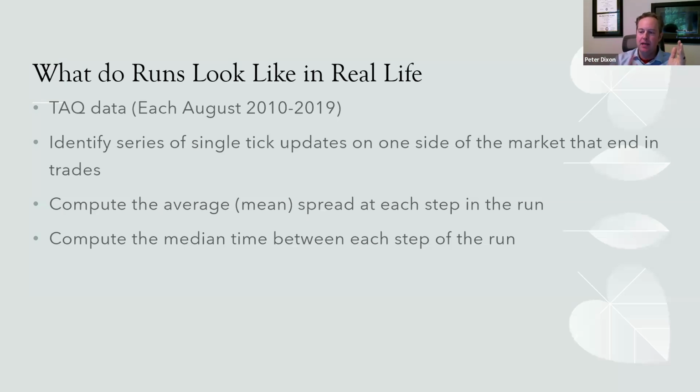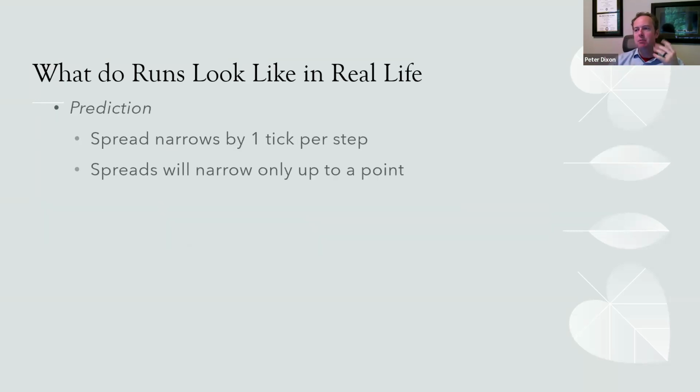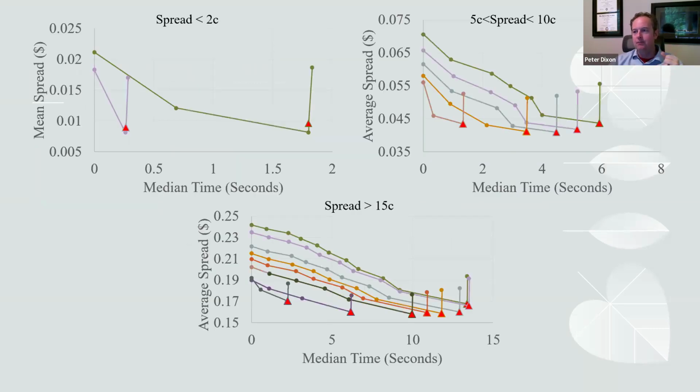The reason why we use medians for the time between each step is because for most of these the time between each step is pretty small, and so outliers can cause big issues. You get a couple of big outliers, and it makes everything look weird. So we're using median time between each step of the run and the mean spread. And remember, the predictions here are that spreads are going to narrow by about 1 tick per step, and spreads will narrow only up to a point. And this is exactly what we see when we look at the data.